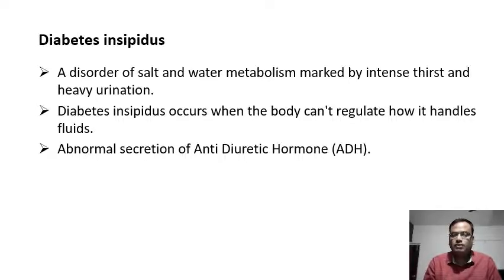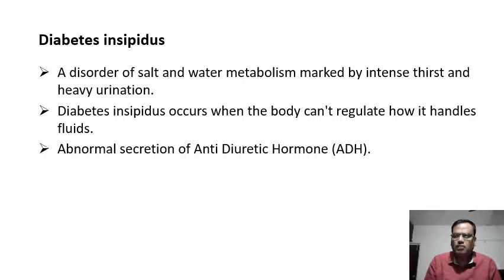Diabetes insipidus occurs when the body can't regulate how it handles the fluids, and abnormal secretion of antidiuretic hormone. So these 3 points you remember. Diabetes insipidus is a condition where the person is losing a lot of fluids, mainly in the form of urine. Now insipidus means dilute odorless urine. So the person produces dilute odorless urine in very large quantity.